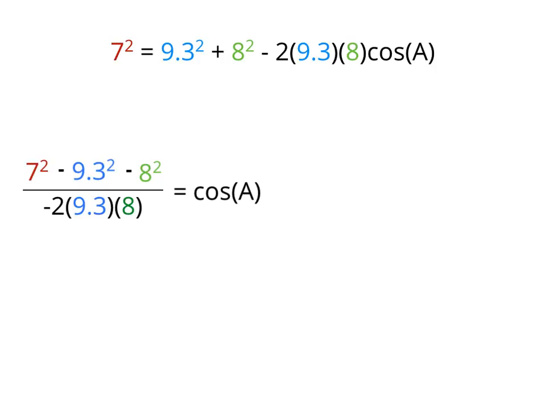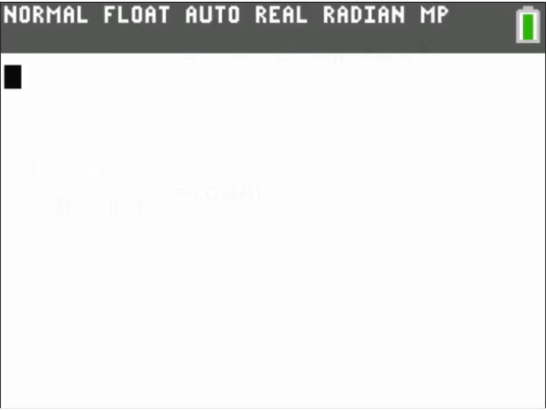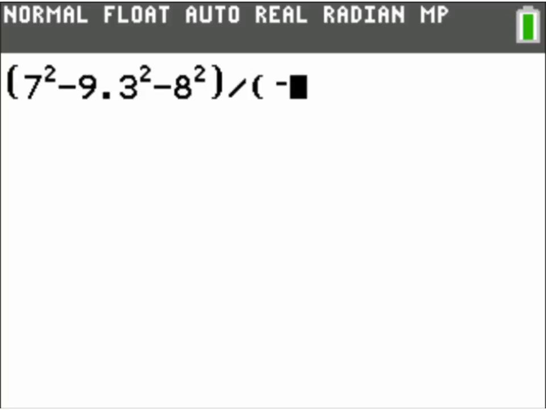Now let me show you how you can take your TI-84 or scientific calculator and calculate this value. So I type in parentheses 7 squared minus 9.3 squared minus 8 squared, and then I close the parenthesis, divided by another parenthesis, negative 2 times 9.3 times 8, and then I hit enter.